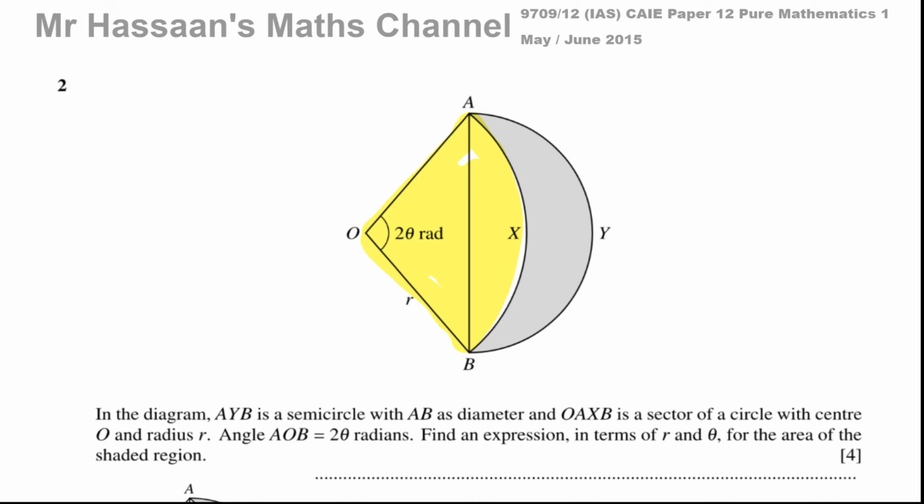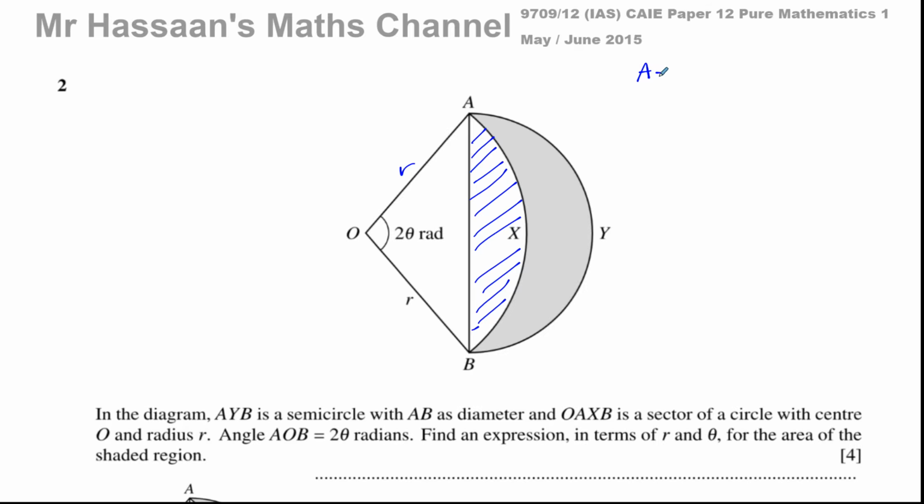How we can do that, if we look at this diagram, is to consider the semicircle AYB and take away from the semicircle this area over here. This is the area of the segment OAB. The segment is like this part of this sector. So we need two things: the area of the segment and the area of the semicircle. As for the segment, we have everything we need.